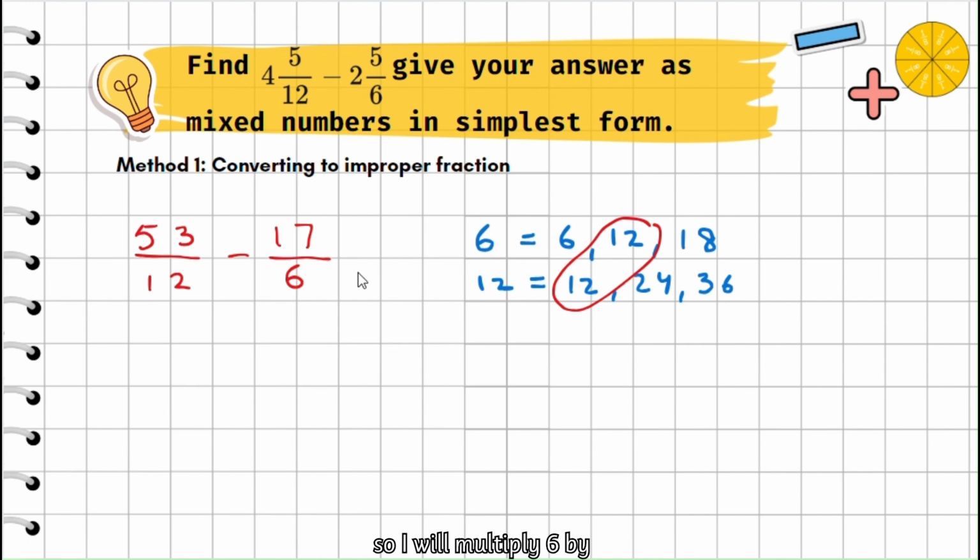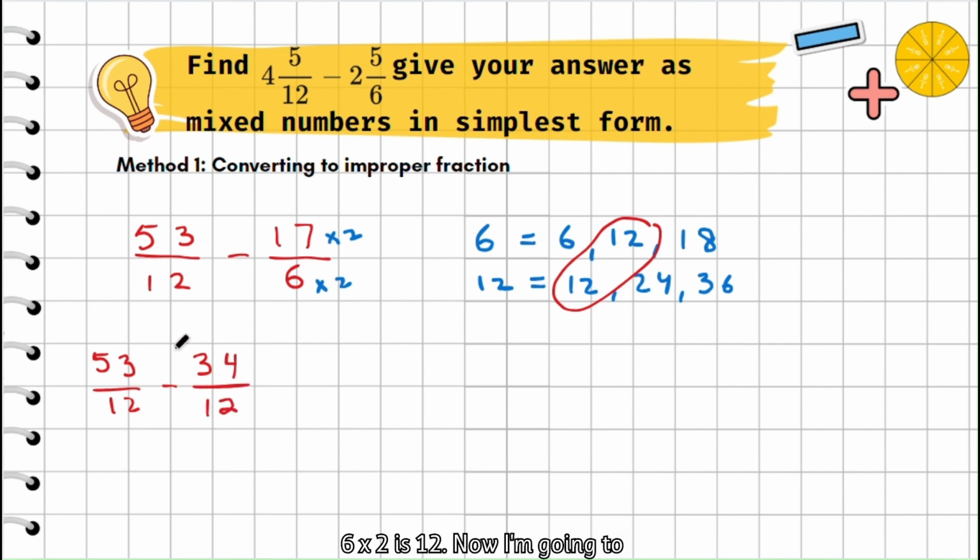So I will multiply 6 by 2 to give me 12, and so I'm going to do the same to the numerator. So I'm going to multiply 17 by 2. So that would be 53 over 12 minus 17 times 2, which is 34, over 6 times 2, which is 12. Now I'm going to subtract 53 minus 34. 53 minus 34 is 19, and my denominator will stay the same.